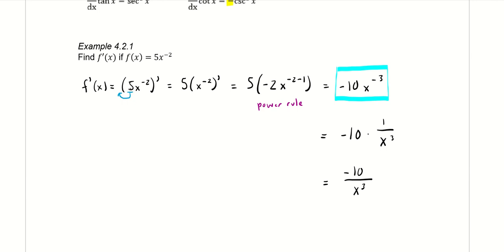All of these things are fine, they're all equivalent. On an exam, you might see it expressed like this in a multiple choice. So as long as, if you get this answer, you can recognize this as being equivalent, you can convert it to that or write it like that, that's fine.